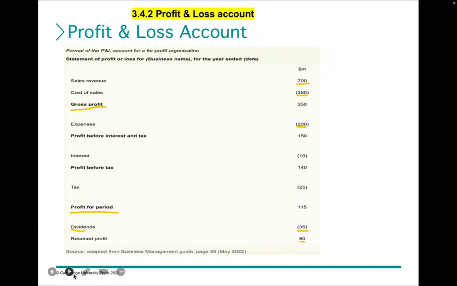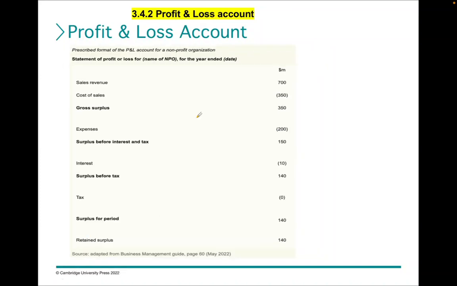Okay, so let's go on to this profit and loss account for a for-profit organization. For profit, normal organizations that make profit, not a charity and not a social enterprise. So now let's look at a non-profit organization. A non-profit organization doesn't call it profit. Yeah, this is the main difference.